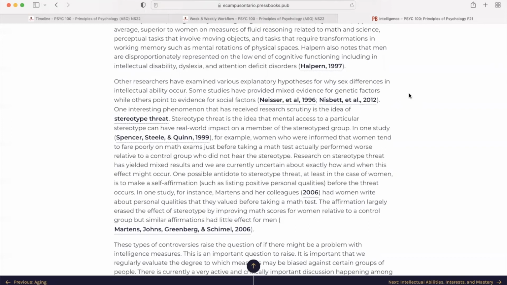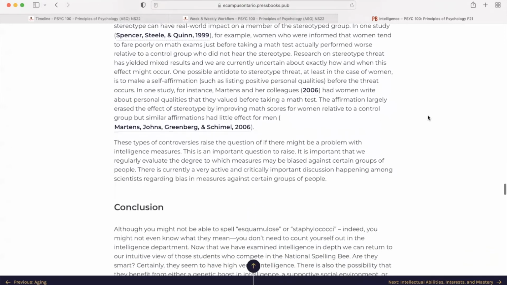Some studies have provided mixed evidence for genetic factors, while others point to the evidence for social factors. One interesting phenomenon that has received research scrutiny is the idea of stereotype threat. Stereotype threat is the idea that mental access to a particular stereotype can have a real-world impact on a member of the stereotype group. In one study, for example, women who were informed that women tend to fare poorly on math exams just before taking a math test actually performed worse relative to a control group who did not hear the stereotype.